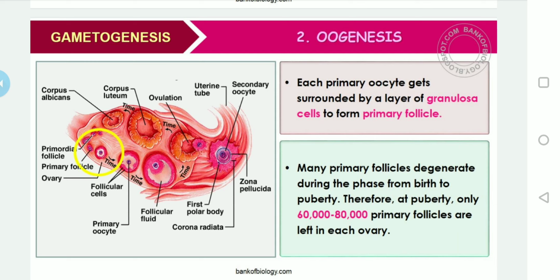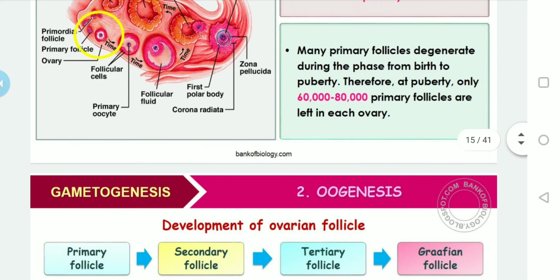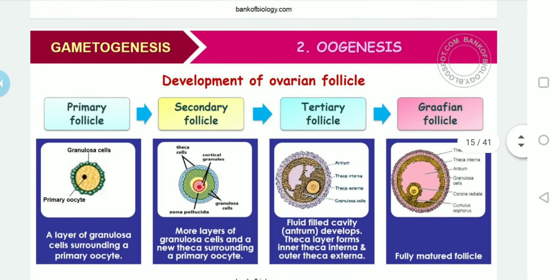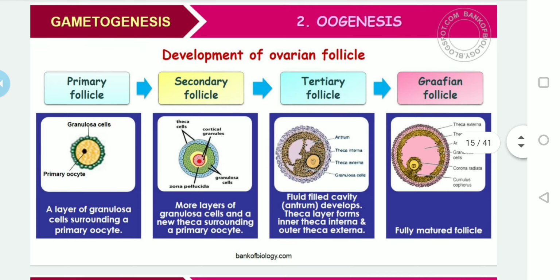You can identify, beginning from the primary follicle, then the primary ovary, follicle cells, primary oocyte, follicular fluid, the first polar body, corona radiata, zona pellucida, secondary oocyte, then the uterine tube, ovulation, corpus luteum, and corpus albicans. I think you can identify these easily. Let me continue the discussion with respect to the process.